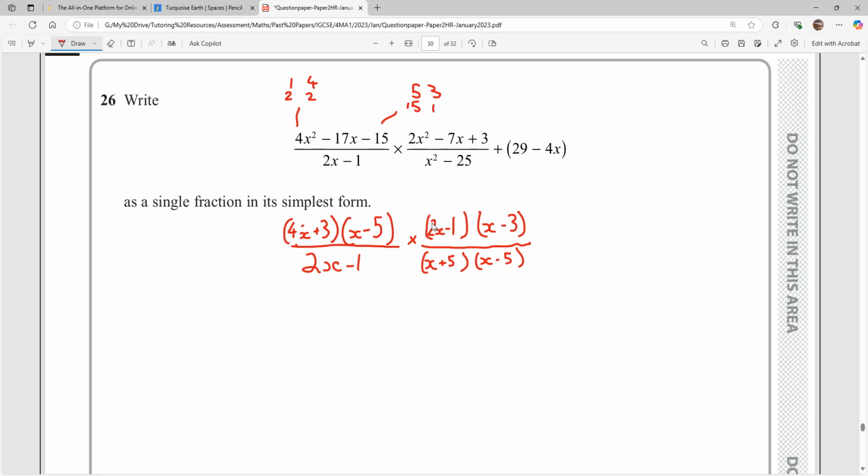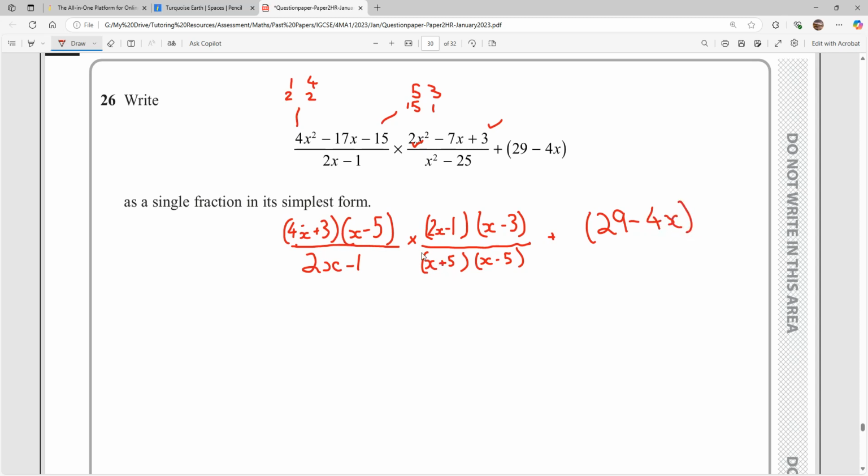So let's see if that would work. 2x times x is going to give us the 2x squared. Minus 3 times minus 1 is going to give us the positive 3. Minus 3 times 2x is going to give us minus 6x. Minus 1 times x is going to give us the minus x.